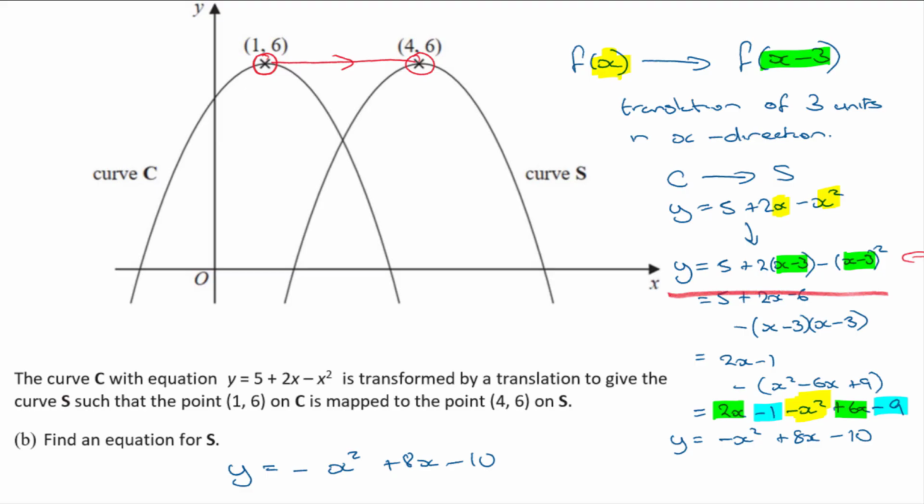So actually all this down here was extra work that wasn't necessary. It does say an equation rather than the most simple equation, and I was just thinking that I needed to tidy it up. So I just spent a bit more time on that one than I needed to. You could have got all the marks for just saying y equals 5 plus 2 lots of x minus 3 minus x minus 3 all squared. So that was fun though, wasn't it?